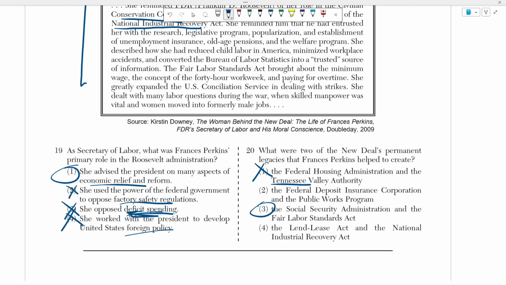2, the Federal Deposit Insurance Corporation and the Public Works Program. This also has nothing to do with this. Sure, the FDIC was created during this time, but that wasn't Frances Perkins' work.